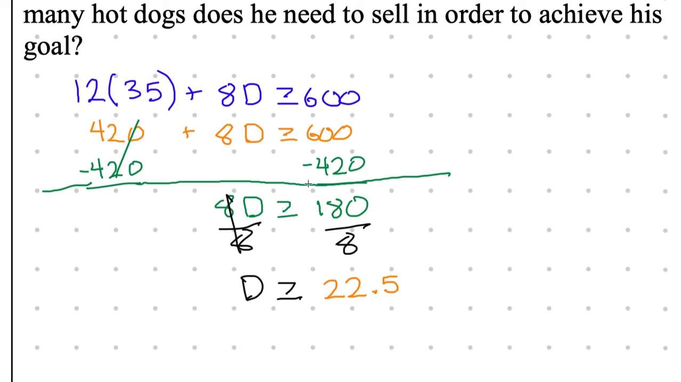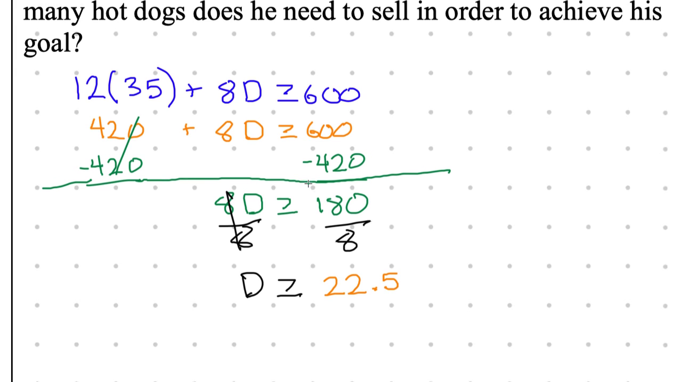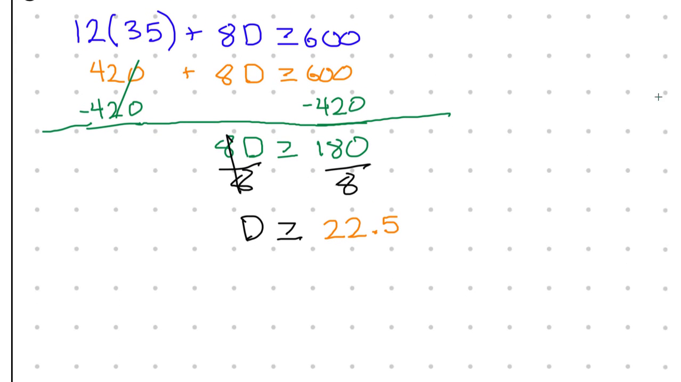Yeah, Wyatt, talk to us. So I think that you would want to sell 23 hot dogs if you can't sell half a hot dog to a 5-year-old. Because you have to get equal to or above 600, so it's okay to go above, but if you go below, you won't make money off of the fundraiser, so it should be 23. Perfect, yeah. And that's a great answer.